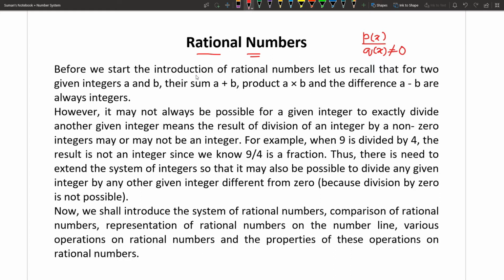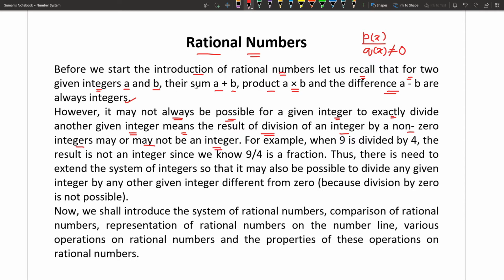So before we start the introduction of rational numbers, let us recall that for two given integers a and b, their sum a plus b, product a cross b and the difference a minus b are always integers. However, it may not always be possible for a given integer to exactly divide another given integer, meaning the result of division of an integer by a non-zero integer may or may not be an integer.